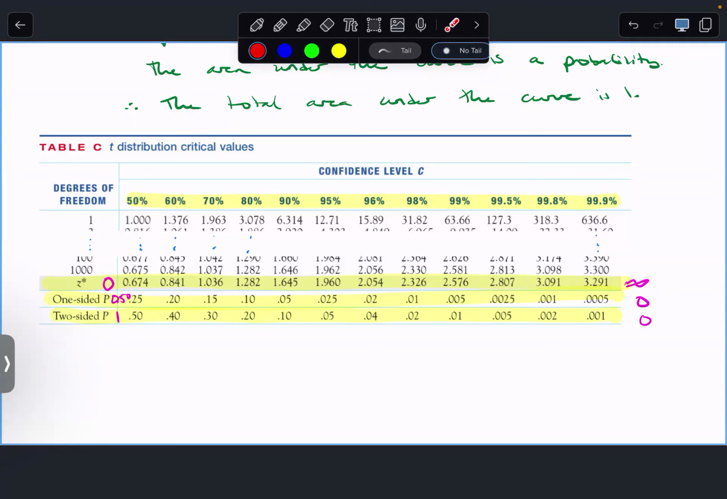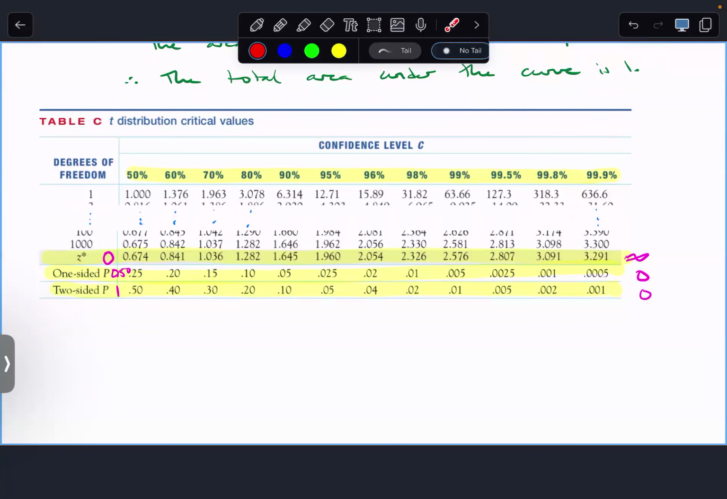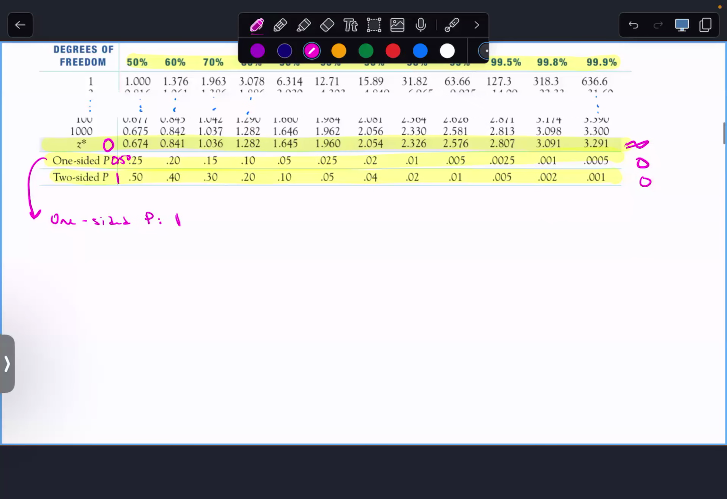So we're going to use this Z star line. That's our Z. Notice that they're all positive, but that's because by symmetry, the negative side behaves the same way. And so the one-sided P tells you the probability in the tail, in one tail. So the one-sided P is the probability in one tail.